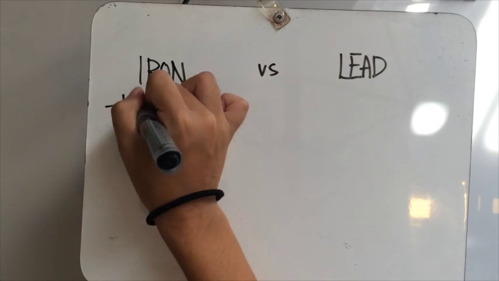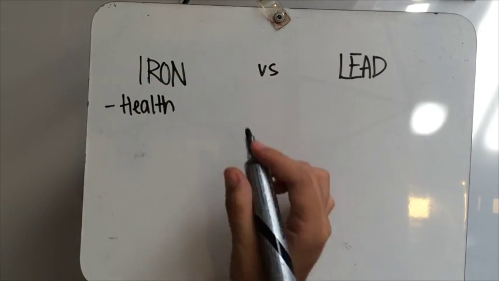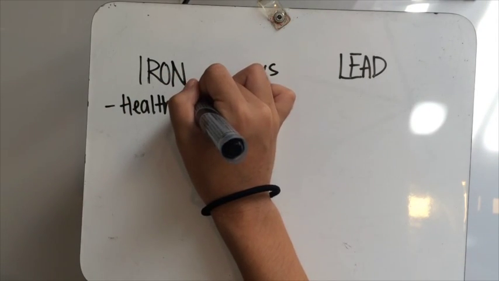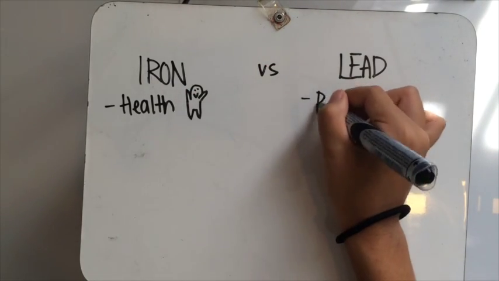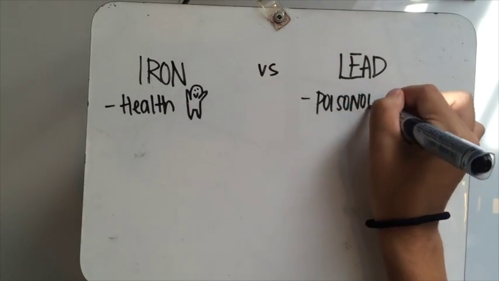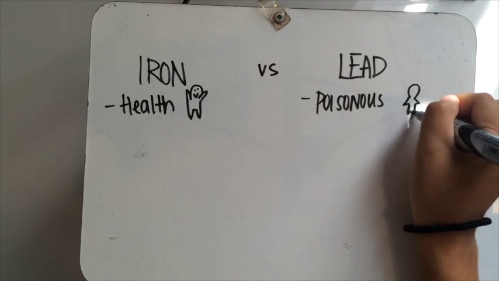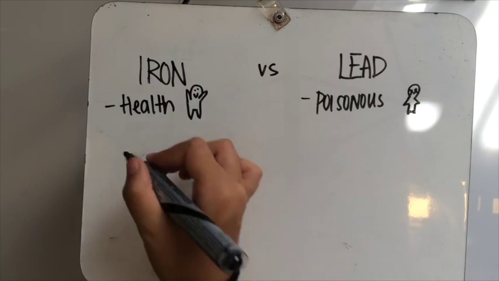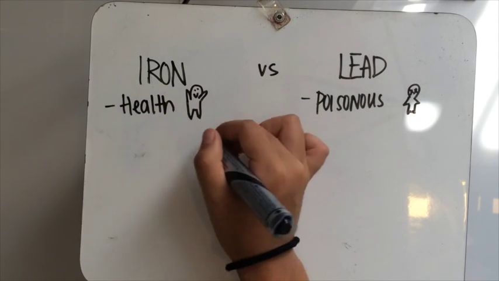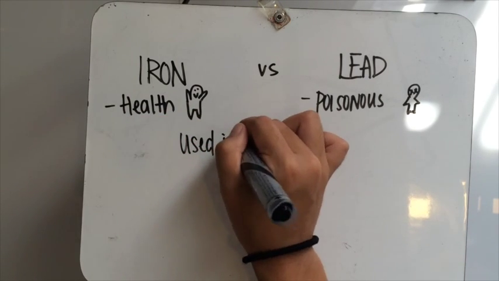I compared the effects of lead with iron. First of all, iron is needed by humans to sustain good health, and that is why it is used in iron supplements. However, lead is poisonous to human health. Both metals are used in a variety of different things: lead is used in lead-acid batteries, and iron is used in construction.